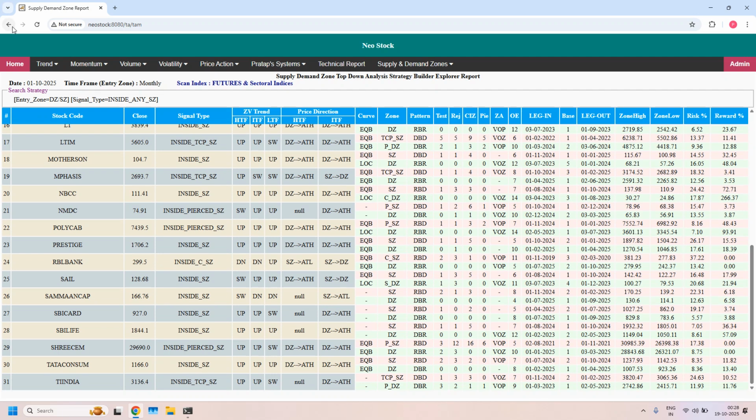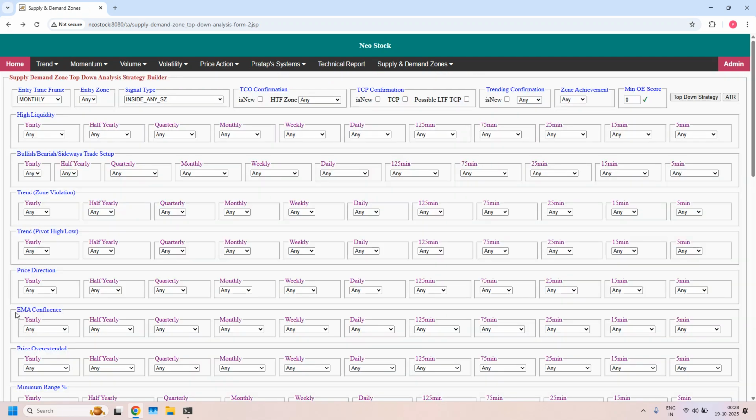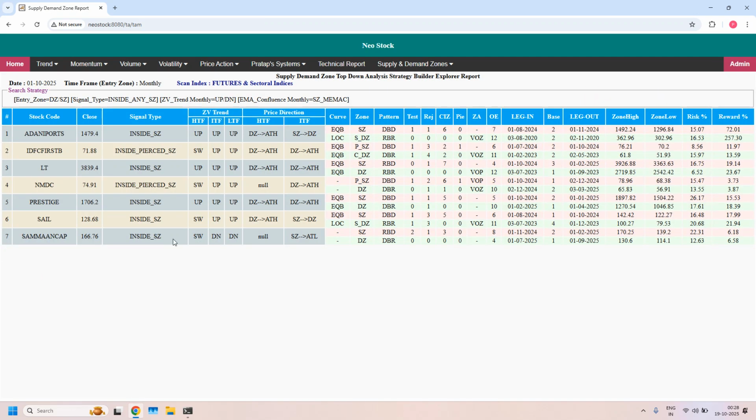We can further filter based on monthly supply zone having monthly EMA confluence. And also trend on the monthly should not be sideways. We got 7 stocks. So this is about monthly time frame.